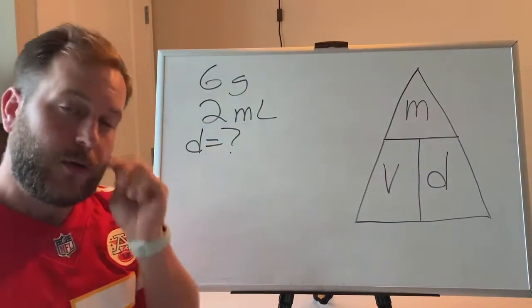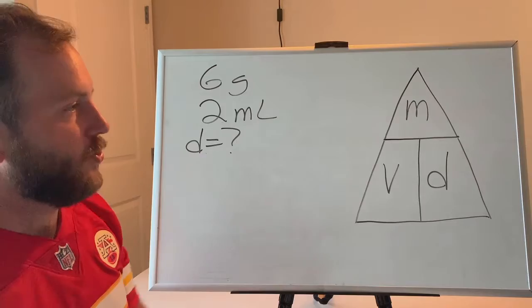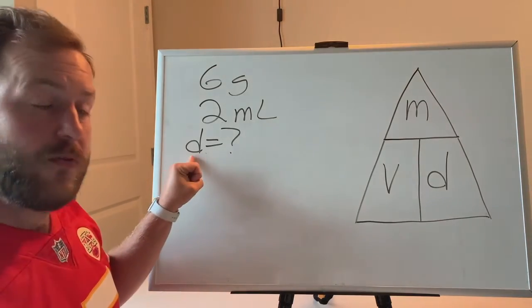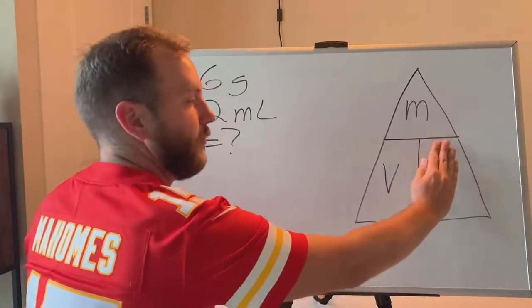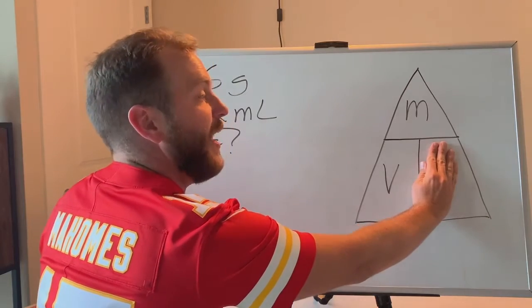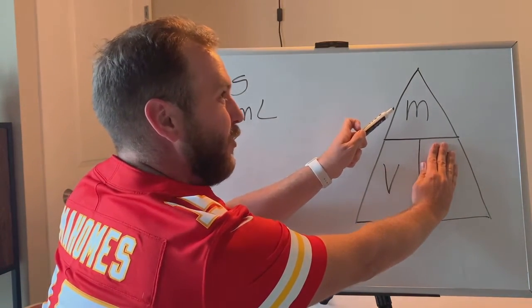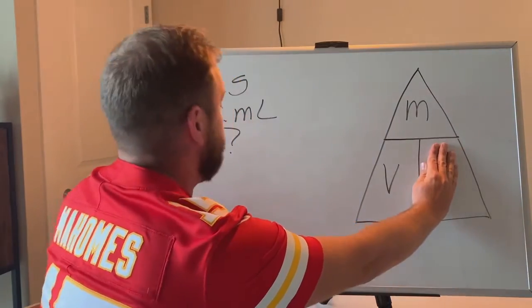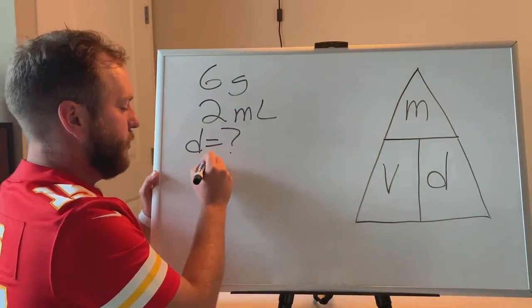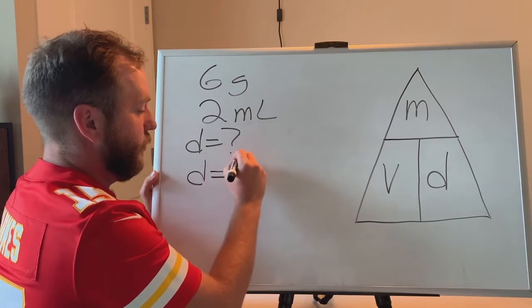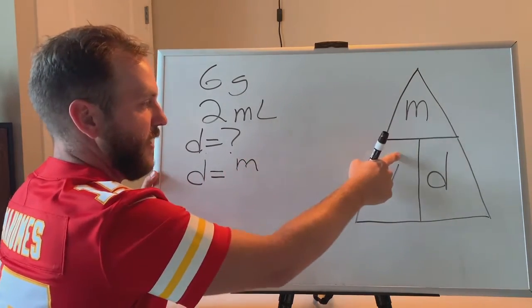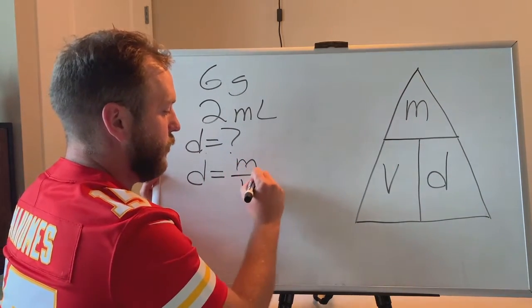All right, so what we're gonna do is go to our formula triangle and take what we're trying to solve for, density, and cover it up. We're left with mass and volume, and remember that when you have one of the variables over the other, you do division. So we are going to use the formula density equals mass divided by volume.